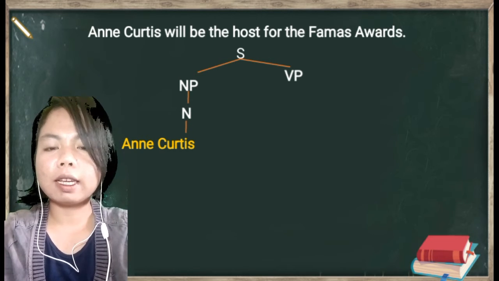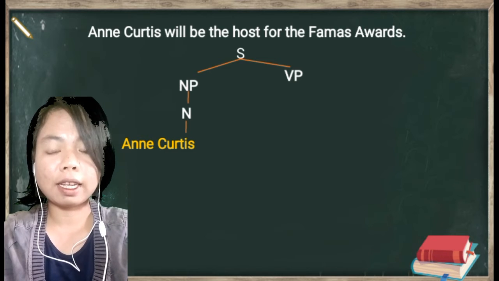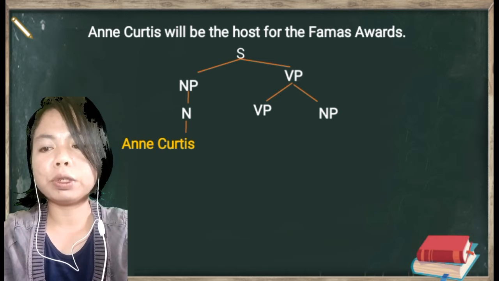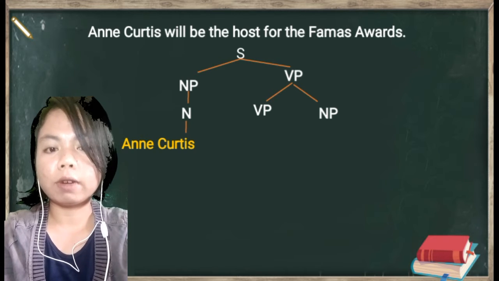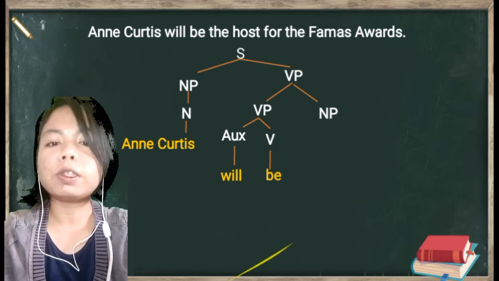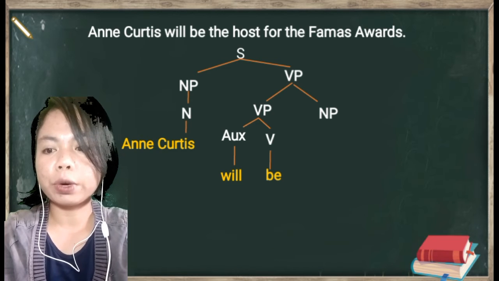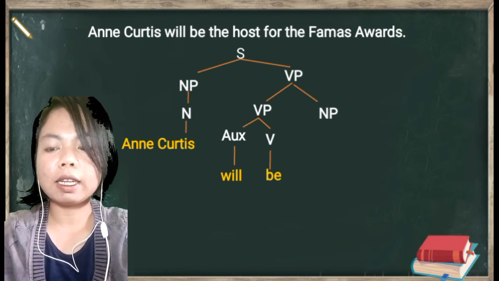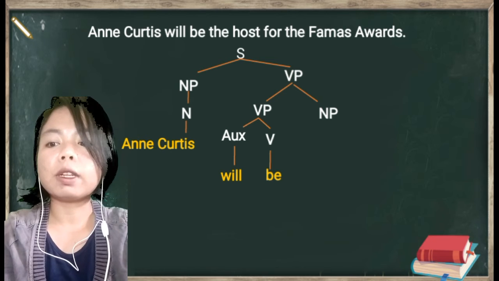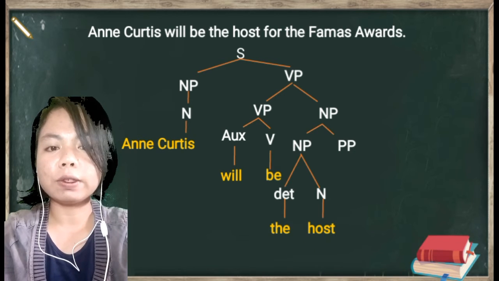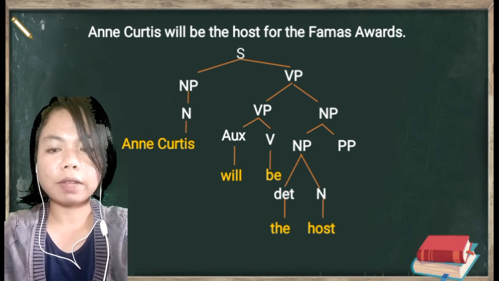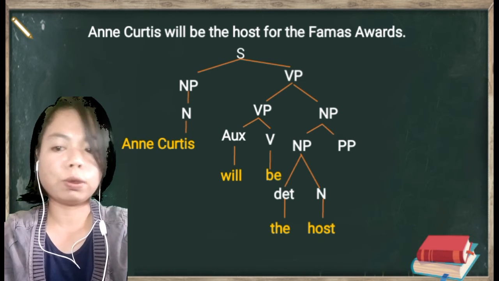The verb phrase is divided into the verb phrase and the noun phrase. The verb phrase is divided into the auxiliary and then the verb itself. The auxiliary is the word will and the verb is the word be. Now for the noun phrase, this is divided with the noun phrase and the prepositional phrase. Now for the noun phrase, this is divided into the determiner and the noun. The determiner is the word the, and the noun is the word host.